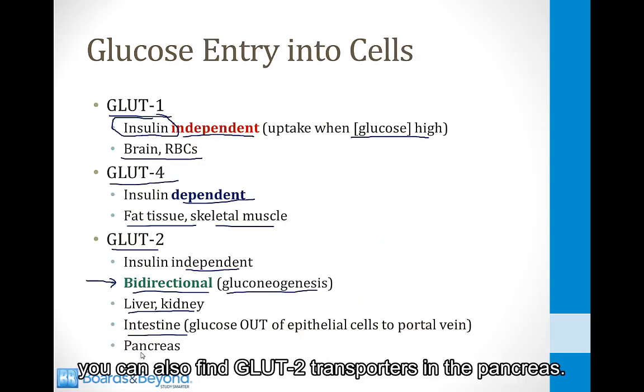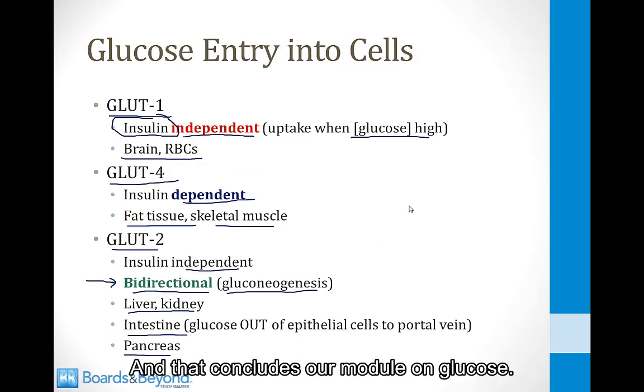And then finally, you can also find GLUT2 transporters in the pancreas. And that concludes our module on glucose.